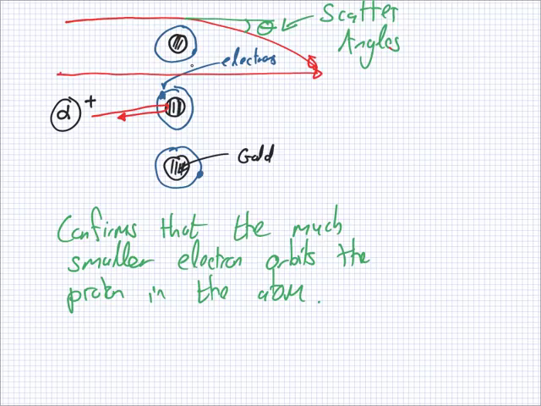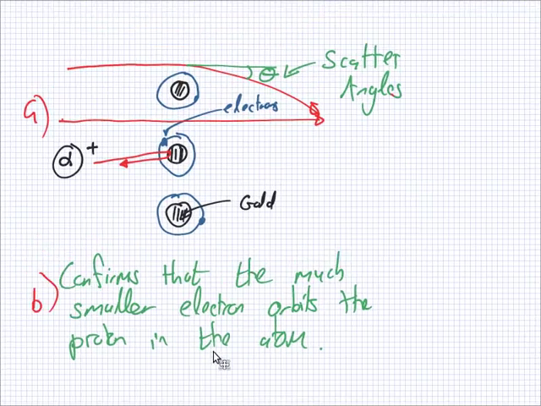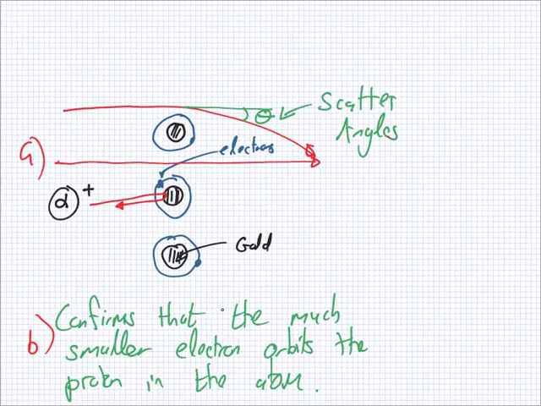Okay, state the experimental observation of the scattering. Based on these observations, what deductions can be made about the nature of gold atoms? There you go. That the smaller electron orbits the proton. So this kind of answers part A, and this answers part B. I better say something more about part A. What can I say here?